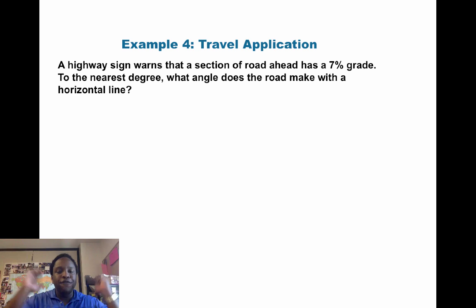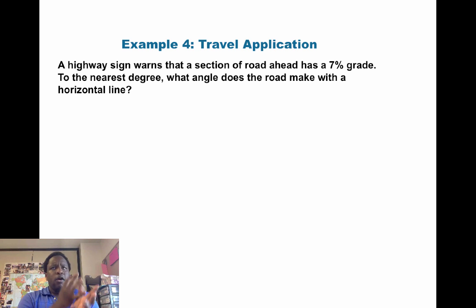And then now, getting back to the whole point of the first video, a highway sign warns that a section of road ahead has a 7% grade. To the nearest degree, what angle does the road make with a horizontal line?